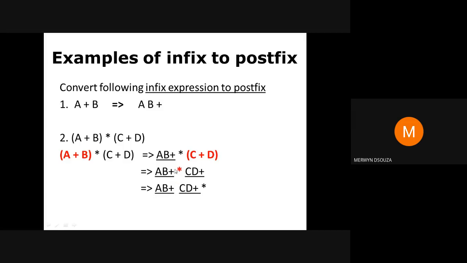No matter how good you are and how fast you are, please make it a habit of underlining. And when you convert to postfix or prefix, don't put parentheses. From the original expression, when you have done the conversion, parentheses should not be put in the answer.